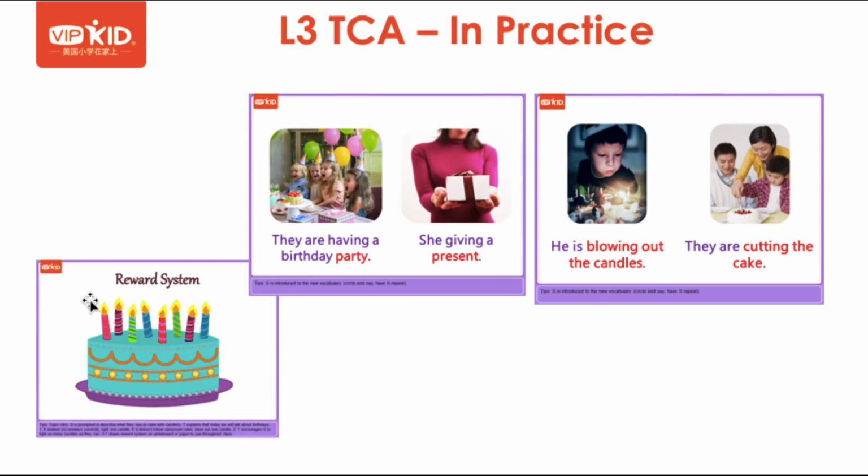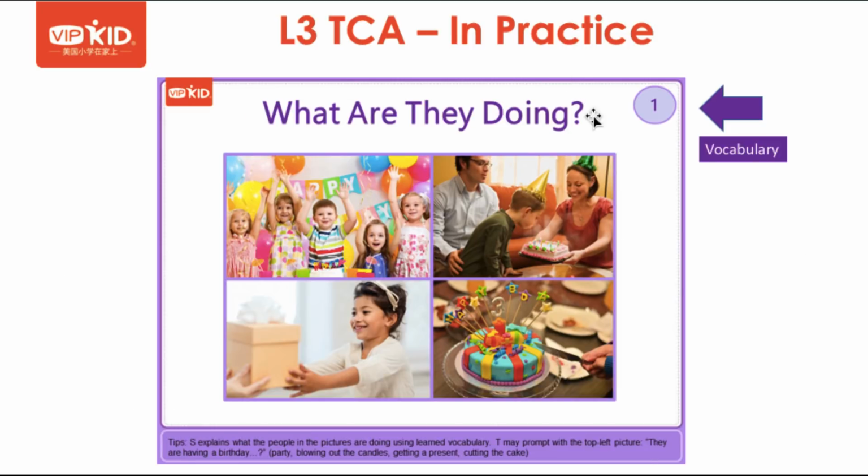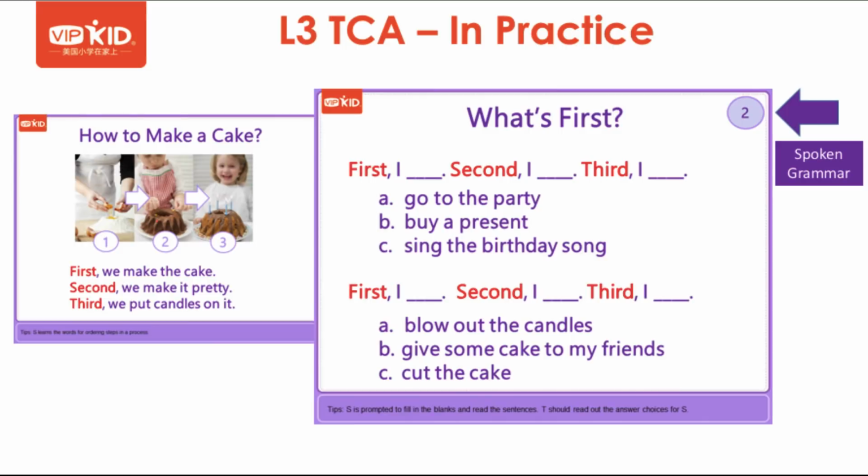So level 3, we have our rewards. It's going to be a cake and candles. Here's our vocabulary: party, present, blowing out the candles, cutting the cake. Here's our first one, vocabulary. Remember, it's the 1, 3, and 5 above the portal so that the student can't see what you're doing.